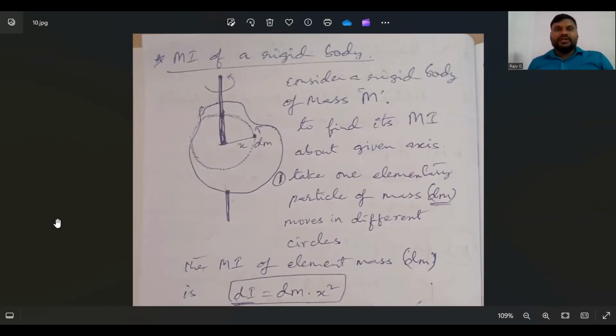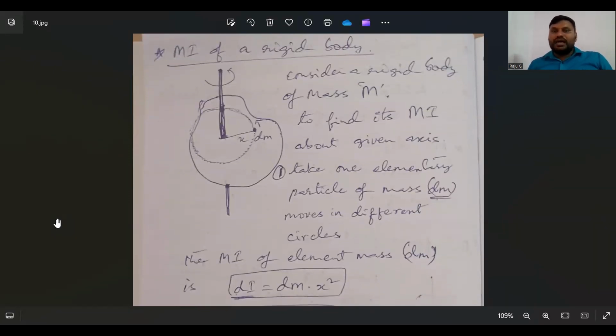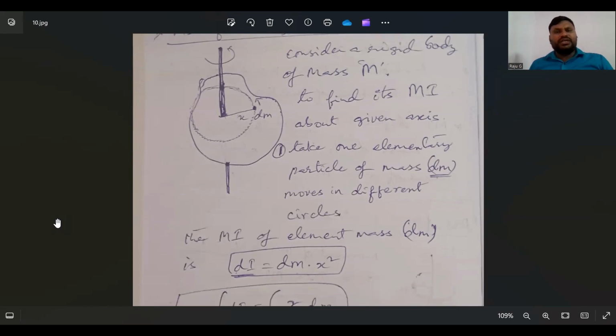Let us find moment of inertia of a rigid body. Consider a rigid body of mass M. To find its moment of inertia about a given axis, take one elementary particle. Actually, it is a rigid body with no regular shape, a different shape. Therefore, we need to consider a small elemental mass, an elementary particle of mass dm, which is at a distance x from the axis of rotation. It is moving in a circular path.